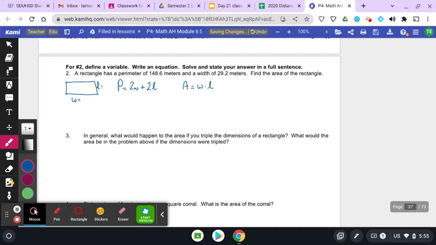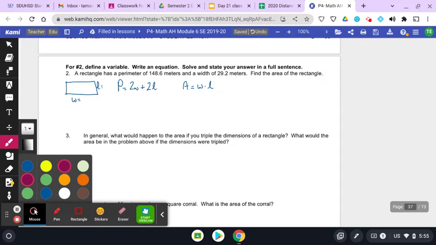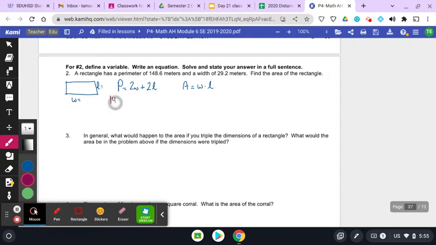So now I'm going to fill in my information. I knew by reading the problem I had a perimeter and area problem for my rectangle. I know my basic formulas. Now I plug it in. So I have 148.6 is equal to 2 times 29.2 plus 2 lengths. I don't know what the length is. And for the area, I have a width of 29.2, and I don't know what the length is. So over here, I have one variable. I can solve it if I just have one variable. Over here, I have 2 variables. So I can't start with the area equation first. I've got to start with the perimeter equation first and work it out.